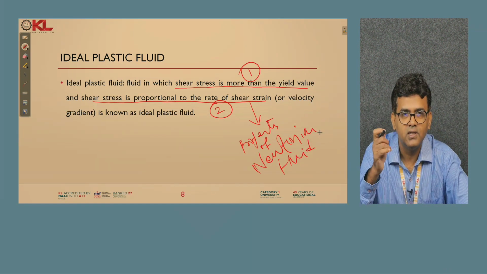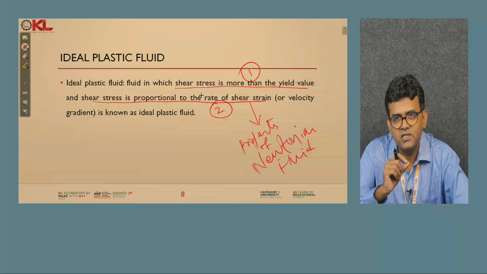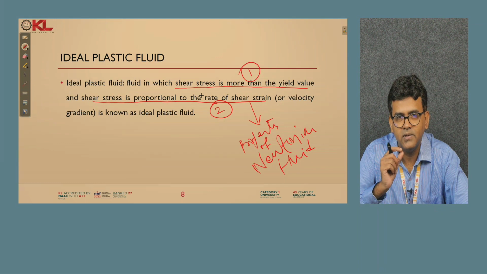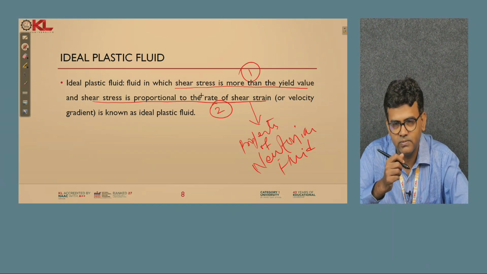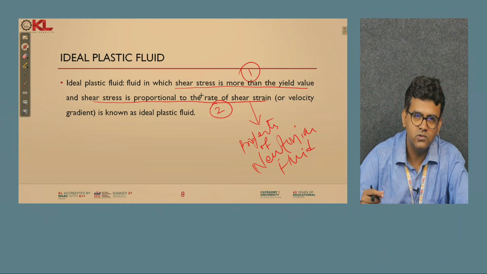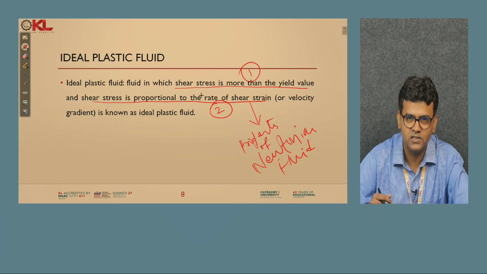The first one is what? Shear stress is more than the yield value. That means shear stress is more than some yield value. How can you understand this? You can take the example of toothpaste. If you press the toothpaste, the paste may come out from the tube or not come out. It depends on how much you press. If you press it lightly, the paste, which is in the form of a fluid, may not come out from the tube.